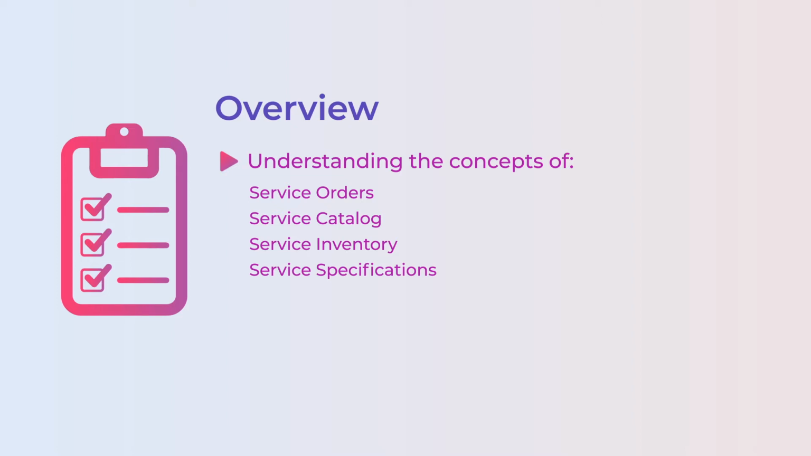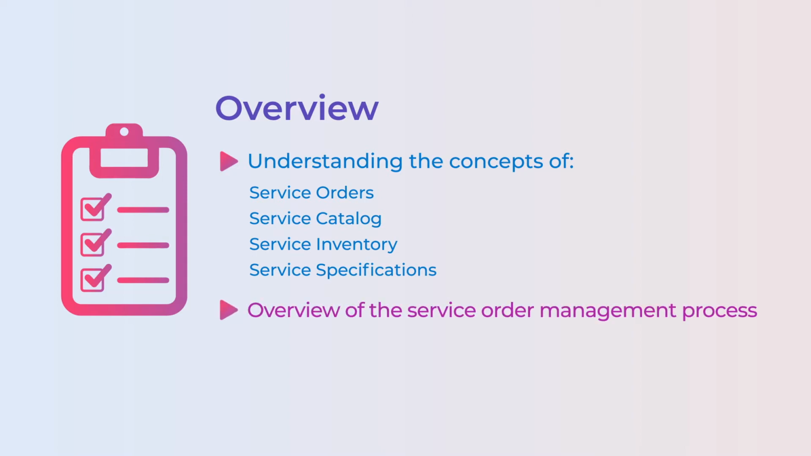We will see some examples of how services are described in the catalog by their specifications, and how they are represented in the inventory. We will also explore the service order management process, and the step-by-step flow, or business logic, followed by Symphonica when receiving a new service order to process. Let's start at the beginning.